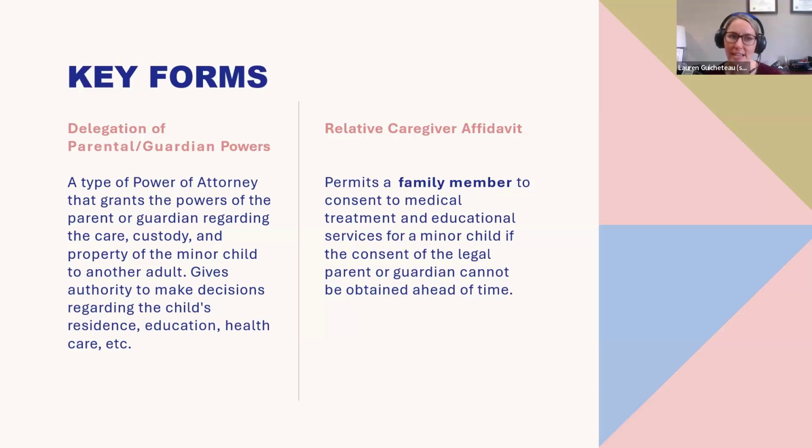So the first form, the delegation of parental guardian powers, is something that a parent or a guardian would fill out, where you would choose who you want the caregiver to be. And it's something you do in advance, to prepare for being unavailable to take care of your children. Whereas the relative caregiver affidavit is something that happens after the fact. If a parent's not available, a family member can then fill out this form in order to make decisions for a child.